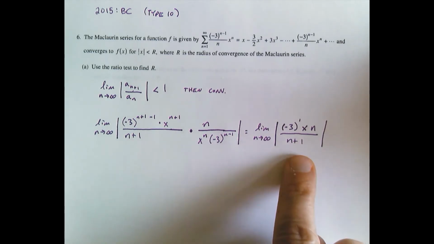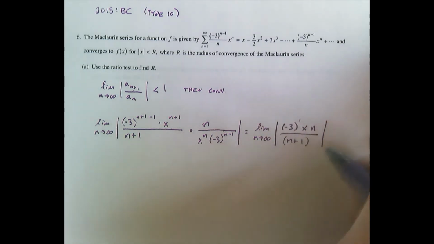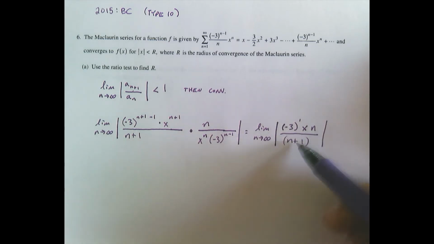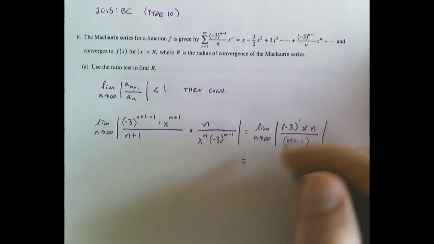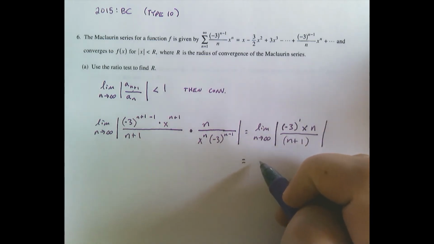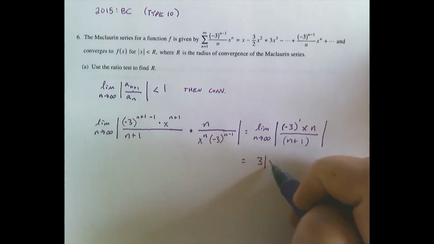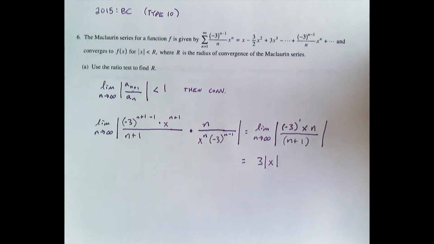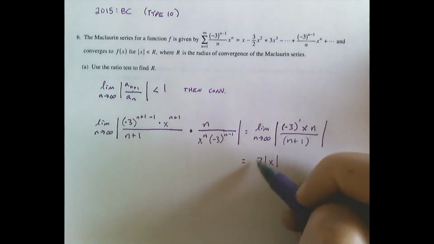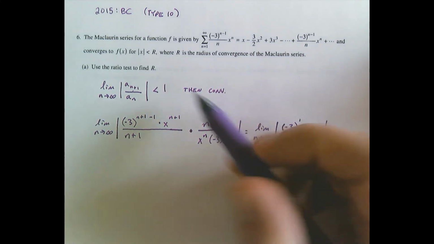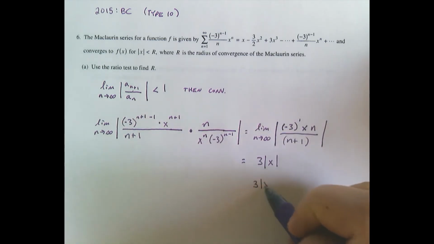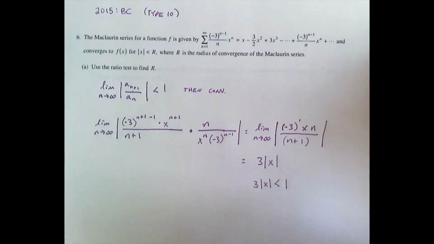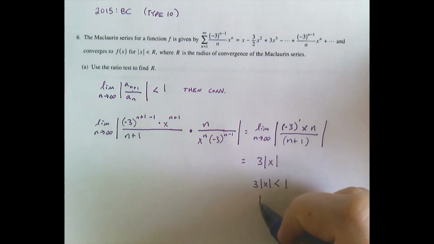Then we want to evaluate the limit. And the limit focuses on the n terms. We can see that the order of growth of the n and the n plus 1 is the same. So we take the coefficients in front of them, and what we're going to wind up getting is an answer of 3 times the absolute value of x. From here, we are going to force convergence by saying that 3 times the absolute value of x must be less than 1 in order to have convergence, which means the absolute value of x must be less than 1/3.